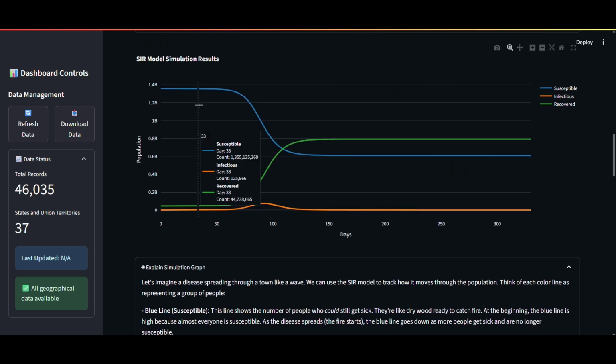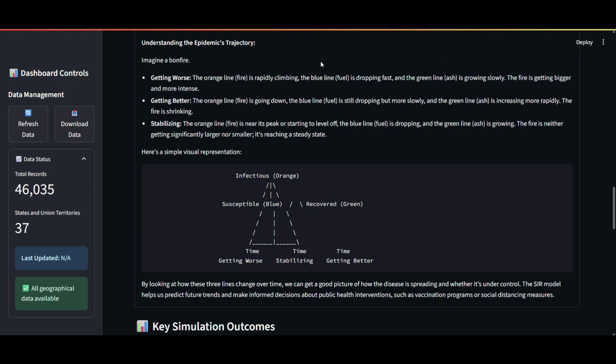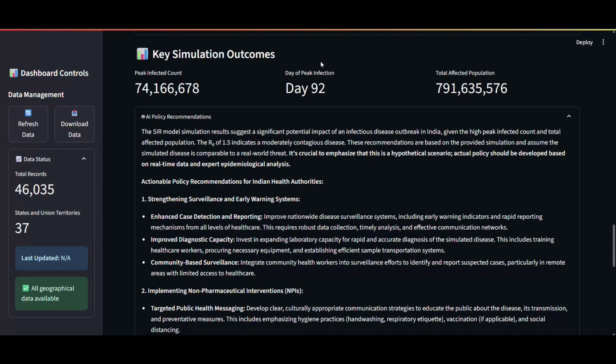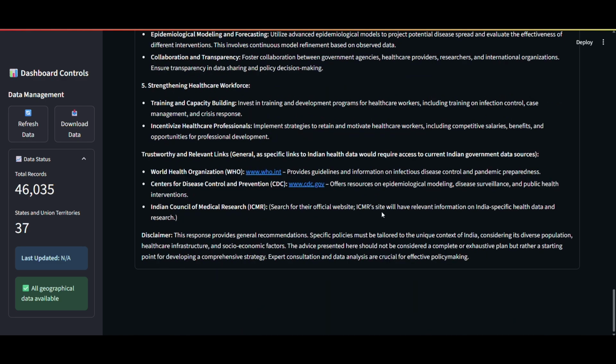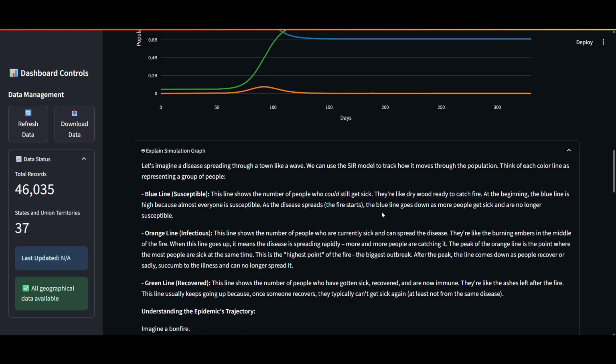And this is the visualization of the SIR model simulation results. Here is the summary of that. Here it gives the key simulation outcomes, where it tells about the infected counts, the day of peak infection, and the total population. This is again the AI policy recommendations. Coming to the next page.